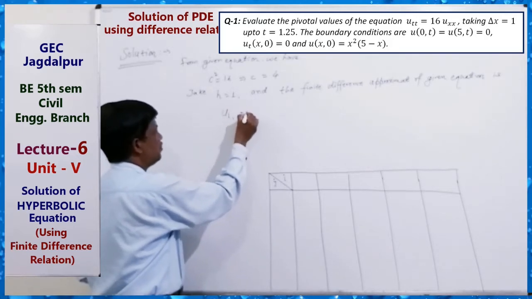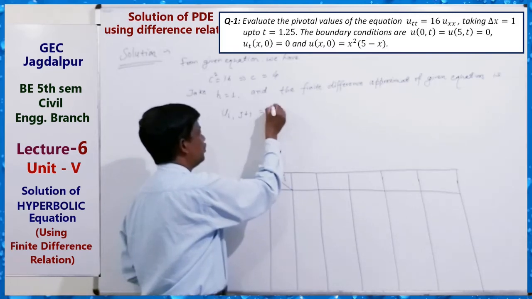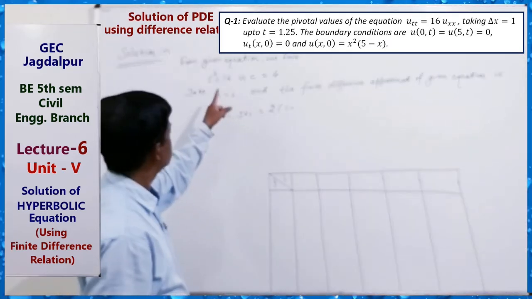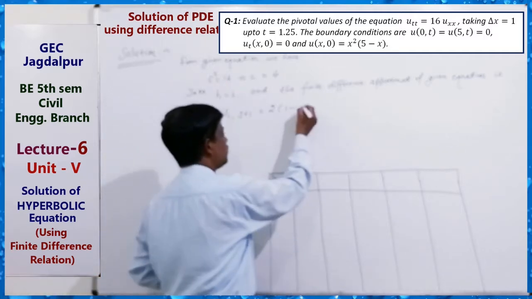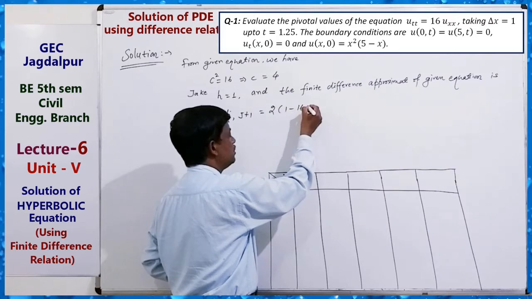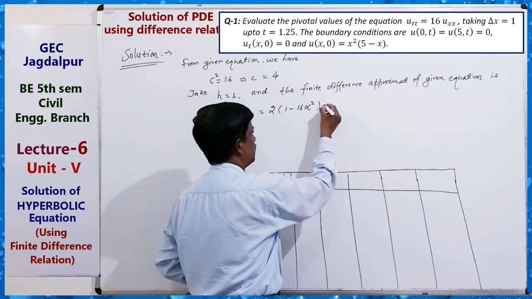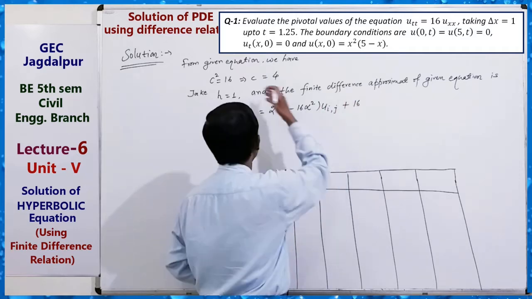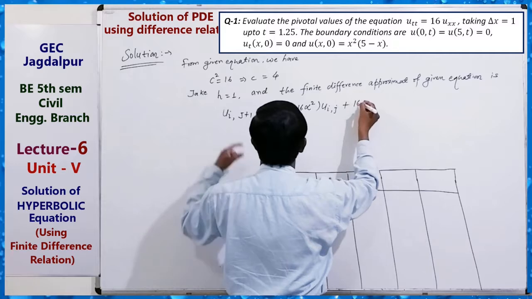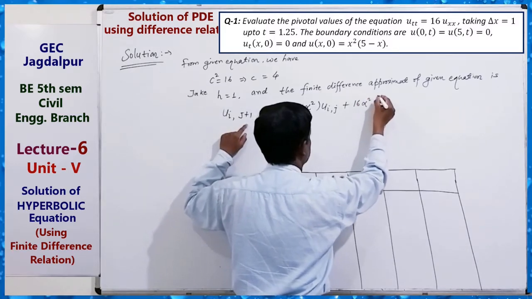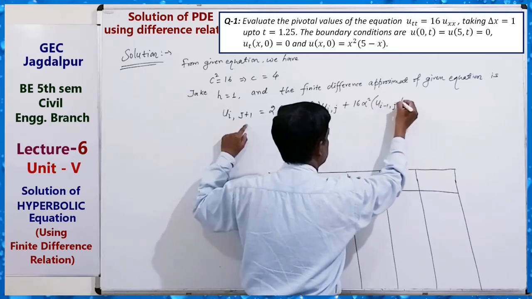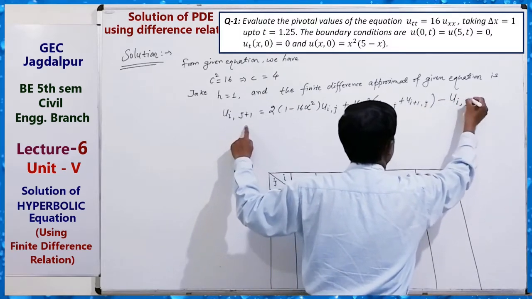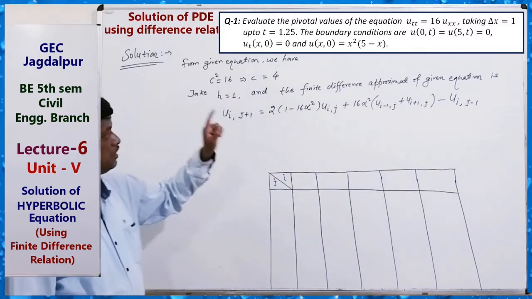u(i,j+1) equals 2(1 minus alpha squared c squared) u(i,j) plus c squared alpha squared [u(i-1,j) plus u(i+1,j)] minus u(i,j-1), where c squared equals 16. This is our formula.